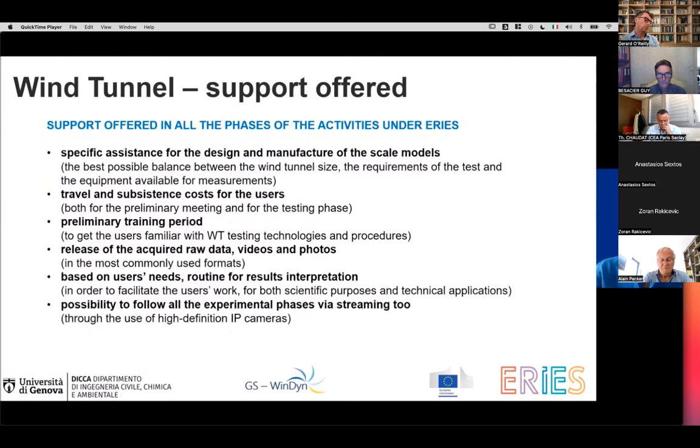The support offered in all the phases of the activities under ERIES includes specific assistance for the design and manufacture of the scale models, the travel and subsystem costs for the user, a preliminary training period to get the users familiar with wind tunnel testing technologies and procedures, the release of all the acquired raw data, videos and photos, based on user needs, routines for results interpretation in order to facilitate the user's work for both scientific purposes and technical application, and the possibility to follow all the experimental phases via streaming tool.